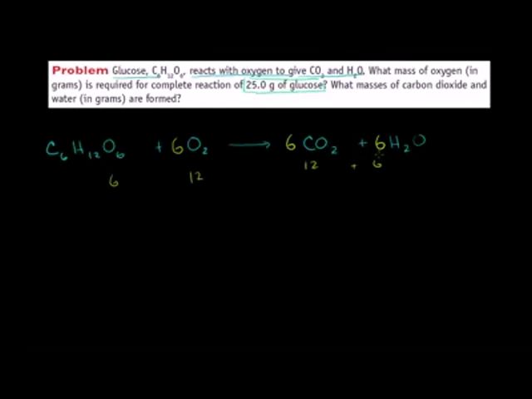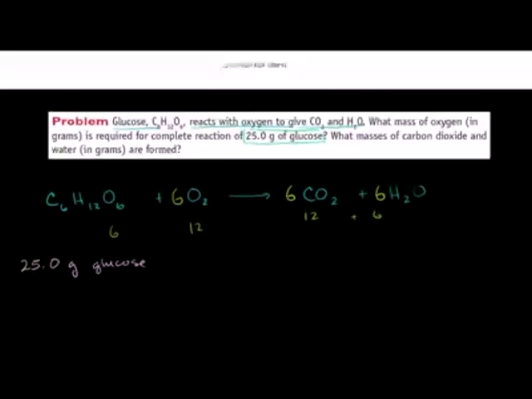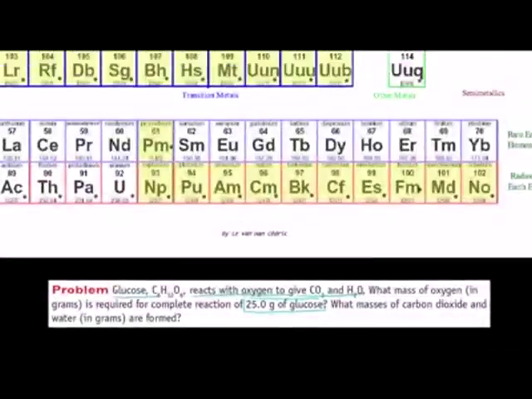Now, the next thing we're going to want to do is figure out how many moles of the reactant that they're telling us about that we have. So they're telling us that we have 25.0 grams of glucose. So let's figure out how many grams per mole there are of a glucose molecule. And since everything here is dealing with carbons and oxygens and hydrogens, let's look up the atomic weights of all of them. Carbons, hydrogens, and oxygens are pretty common.